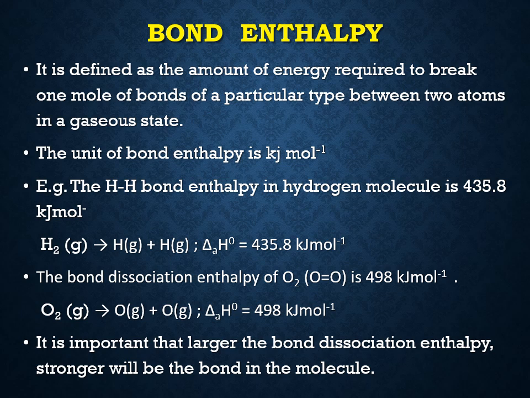Bond enthalpy. It is defined as the amount of energy required to break 1 mole of bonds of a particular type between two atoms in a gaseous state. The unit of bond enthalpy is kilojoule per mole. For example, the hydrogen-hydrogen bond enthalpy in the H2 molecule is 435.8 kilojoule per mole. The bond dissociation enthalpy of O2 is 498 kilojoule per mole.